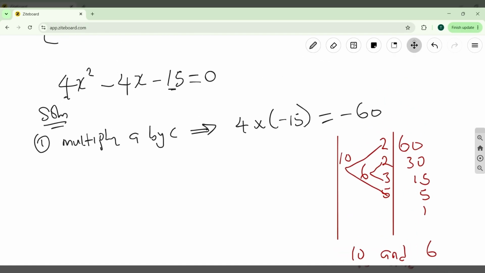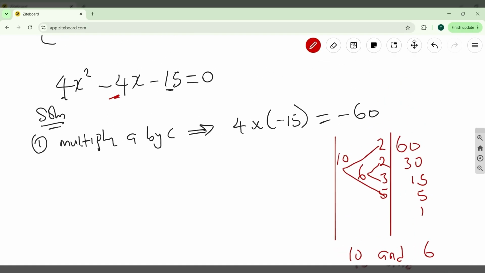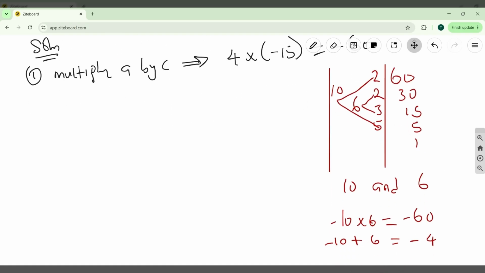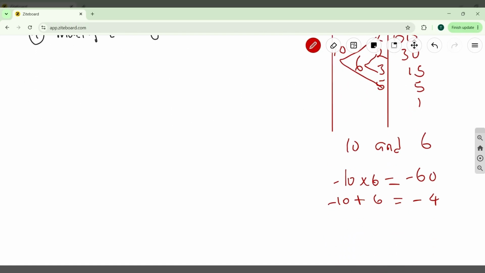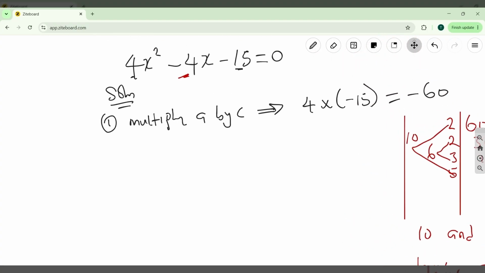Yeah, negative 4, which is what we were looking for. So you can see that those two numbers, therefore, are negative 10 and positive 6. See how it was so easy for me to find those numbers by just looking for the factors of 60. All right, so let's proceed. So we know that those numbers are negative 10 and positive 6.